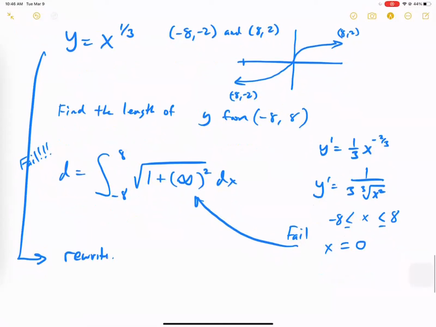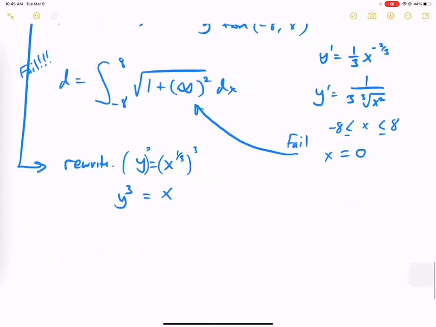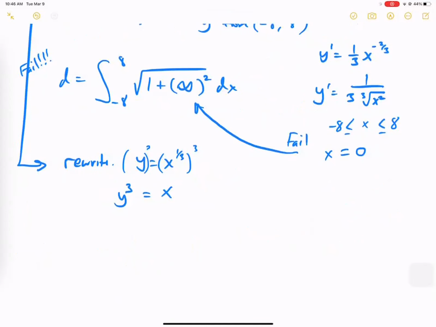We rewrite the problem: y is equal to x to the 1/3 power. If I cube both sides, we have x is equal to y cubed. And this is the exact same problem, but in a different direction. We're going to switch directions. Instead of going in the x direction, we're going in the y direction. And we can do the same exact problem, but in the y direction.